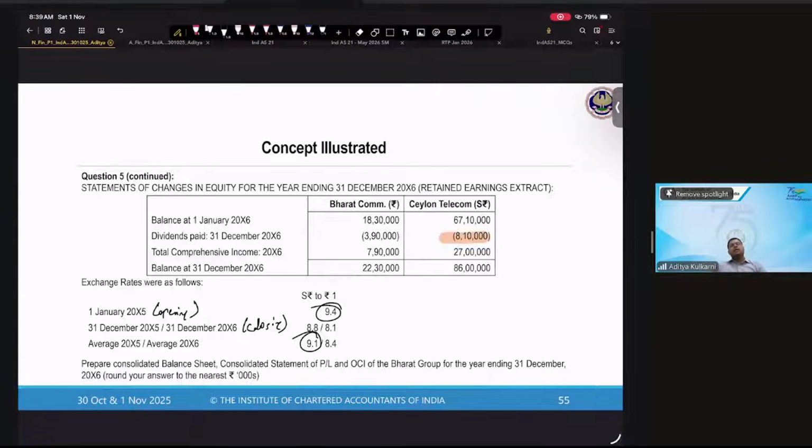Which rate will you apply for dividends? Come on. Average rate. Think a little bit. Put a little stress on your head. Dividends paid. Focus on the word paid. You should get your answer.